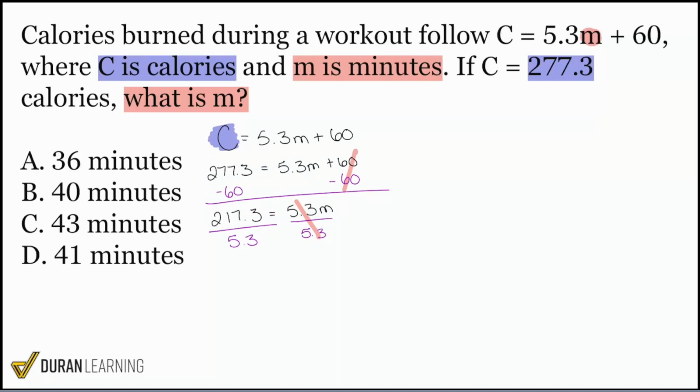I got you. So here we see 217.3 divided by 5.3. And here's your trick, everybody. The trick to dividing by decimals is to not divide by decimals. You really always want to divide by a whole number. That really makes life a lot easier. Let me show you what I mean by that.